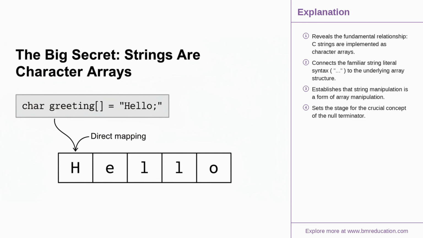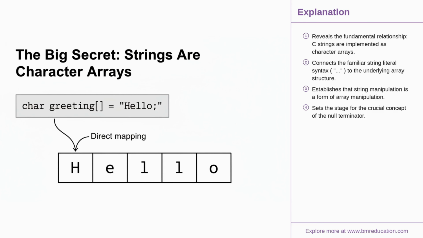This special character is the null-terminator, written as \0. The compiler automatically adds it to the end of any string literal. So, the string "hello" actually takes up 6 characters of memory: H, E, L, L, O, and the final \0. This null-terminator is essential. It's how C functions like printf and strlen know where the string ends.